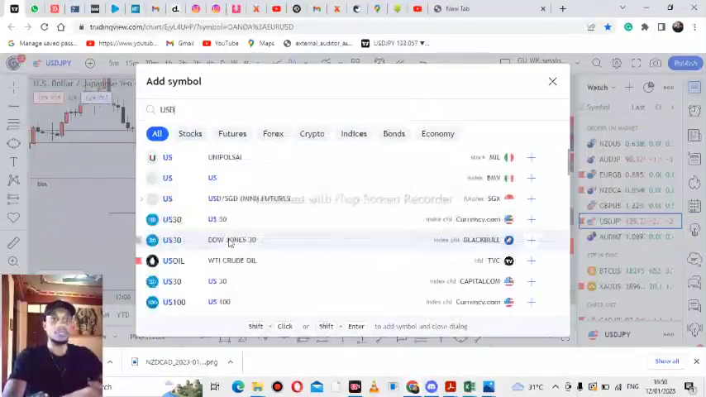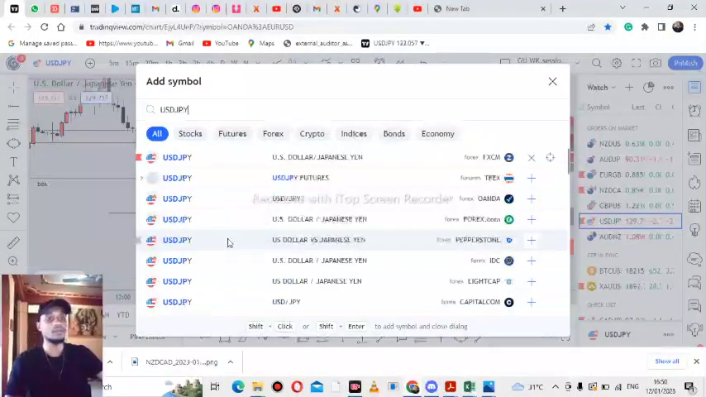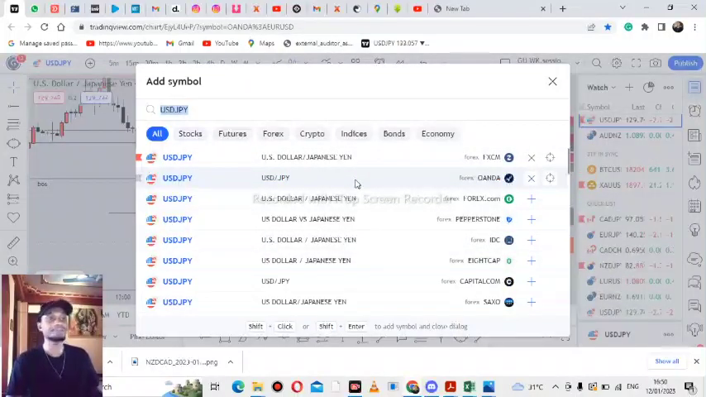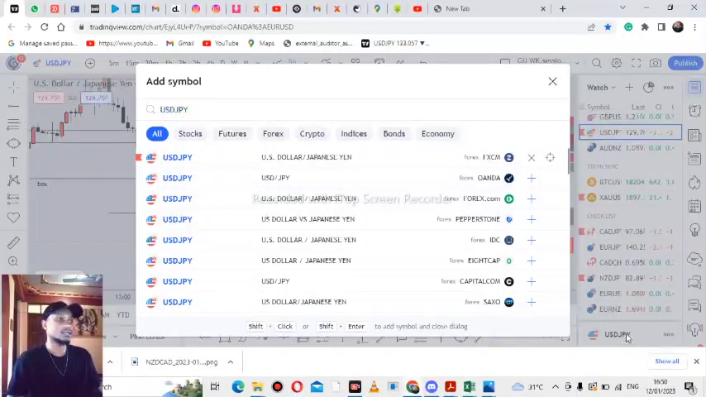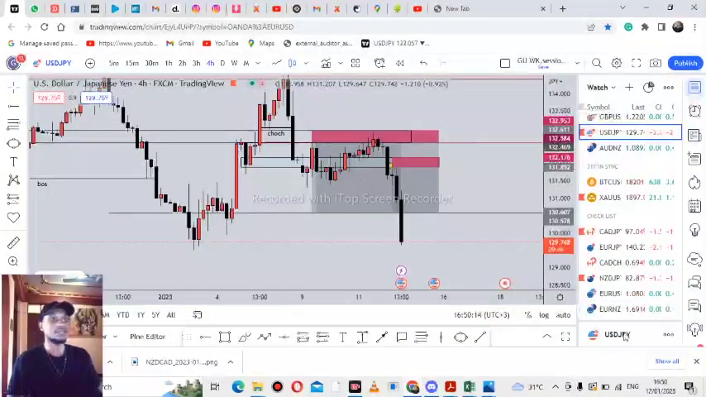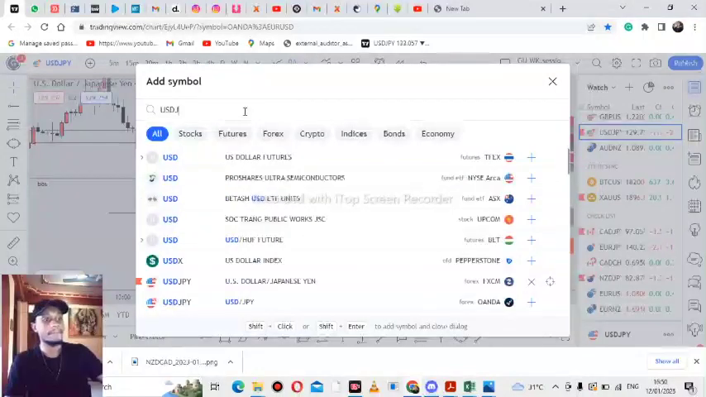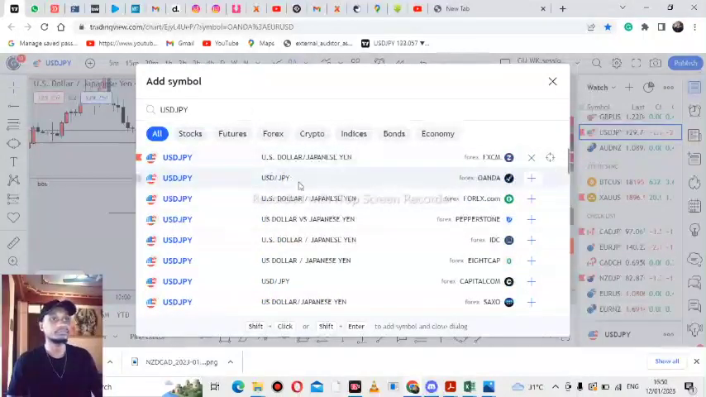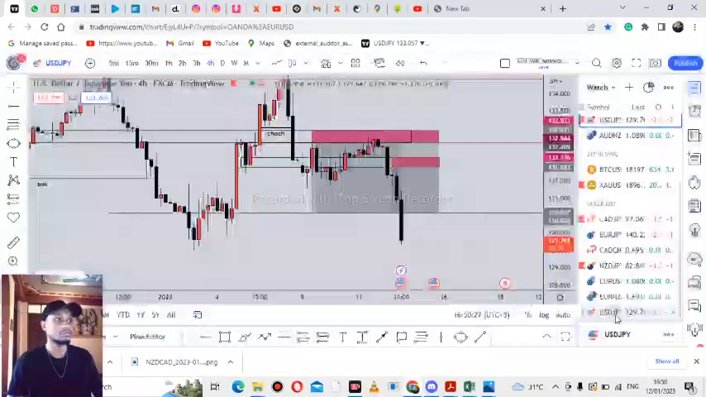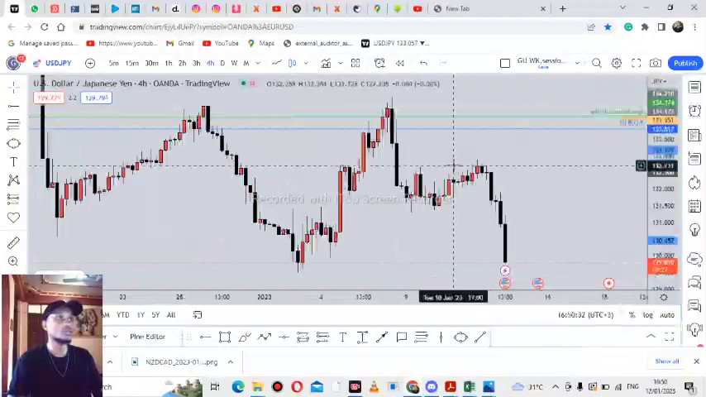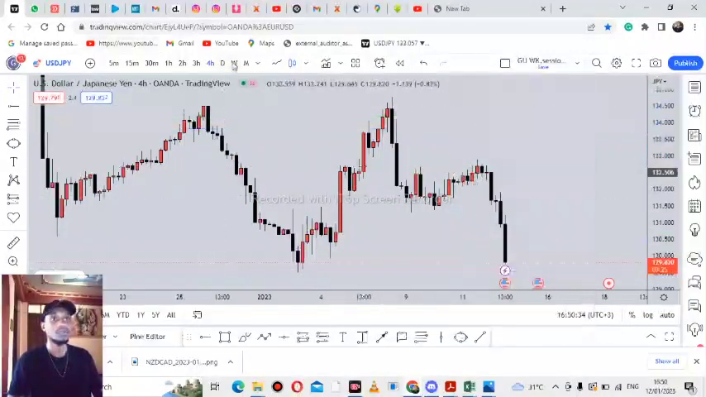This was USDJPY. Let us change the blocker so that I can leave my original chart as it is. So this is USDJPY. Okay, we are going to see how I was able to get this trade.